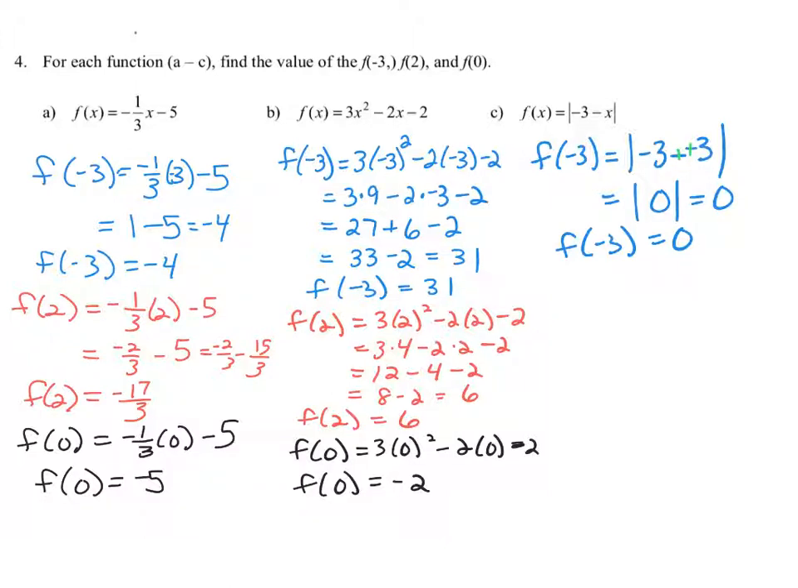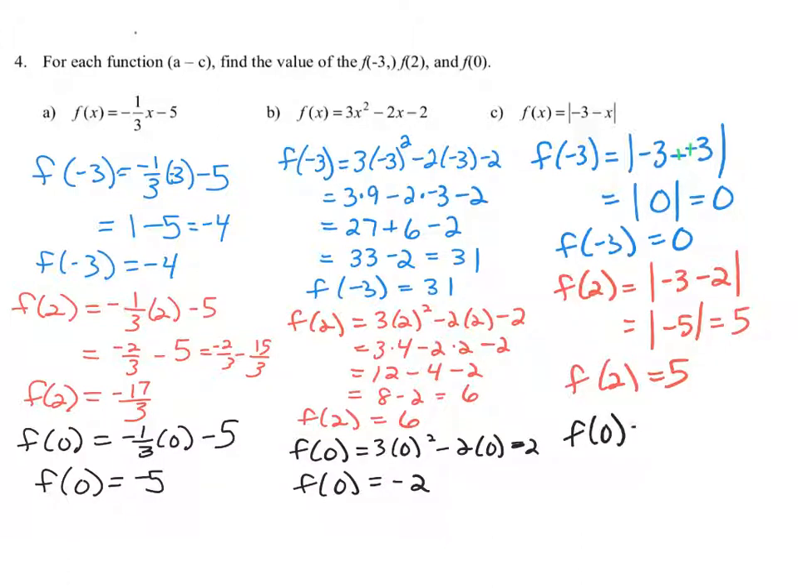Now let's find f of 2. F of 2 would equal the absolute value of negative 3 minus 2. Let's evaluate what's inside the brackets first. Negative 3 minus 2 is negative 5. And then when you take the absolute value of negative 5, you get 5. So f of 2 is equal to 5. Let's find f of 0. We're replacing the x in the original function with 0, and then simplifying the results. So f of 0 is equal to 3.